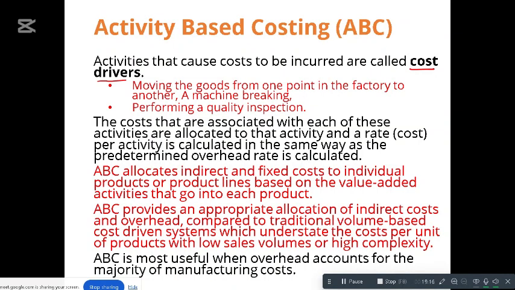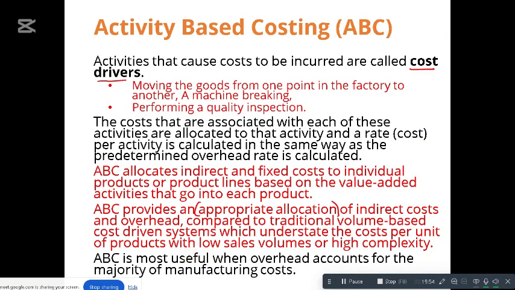These are activities. What is the meaning of value added activities? Each of these activities adds some value to the end customer. When you deliver the good, the customer finds it good. Good is being delivered. Machining, of course, that's the production process. So each of these activities adds value to the customer. ABC provides an appropriate allocation of indirect cost. Appropriate allocation. Can you see appropriate? Because the basis we are using is more meaningful than the basis we use in the traditional method. So ABC is most useful when overhead accounts for the majority of manufacturing costs.